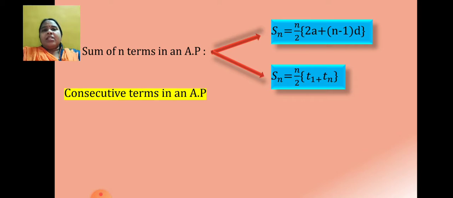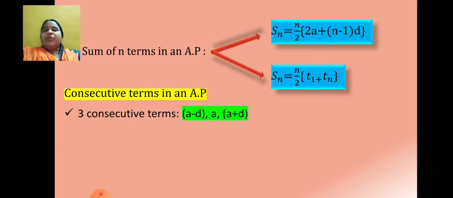Then we have learned sums based on consecutive terms in an AP. Correct? 3 consecutive terms: a minus d, a and a plus d. To remember, I have told you, it's just like a number line. a at the center, positive, add the difference to the right hand side, and negative, subtract the difference on the left hand side. So how to remember it? a minus d, a and a plus d.